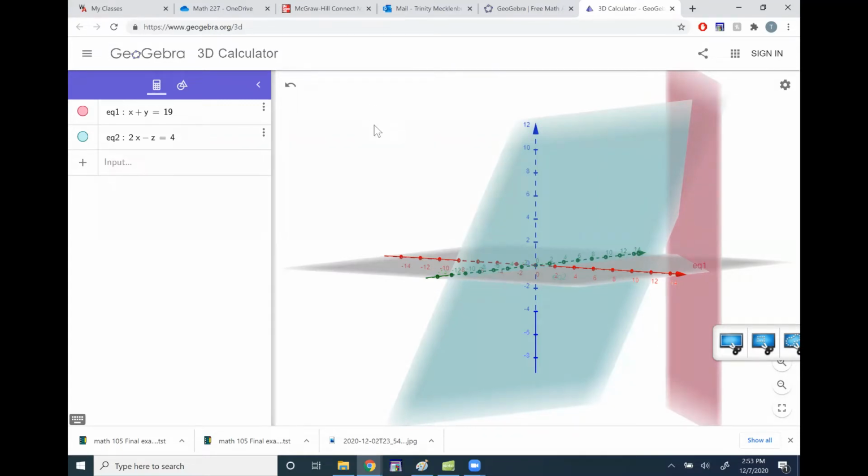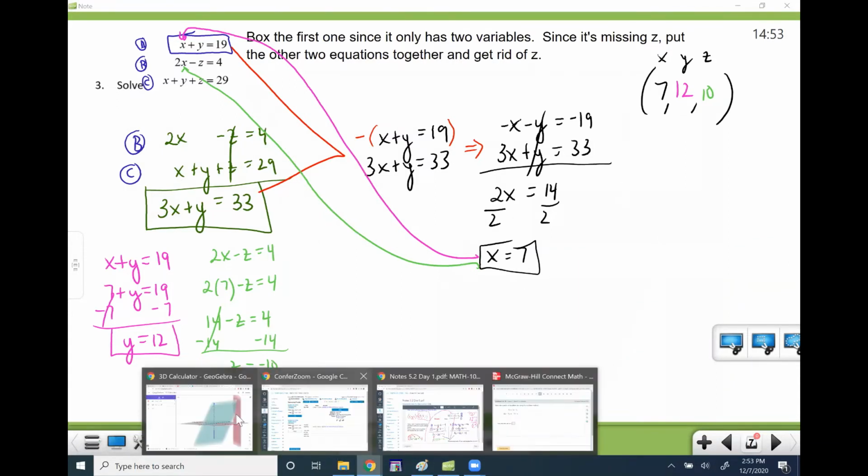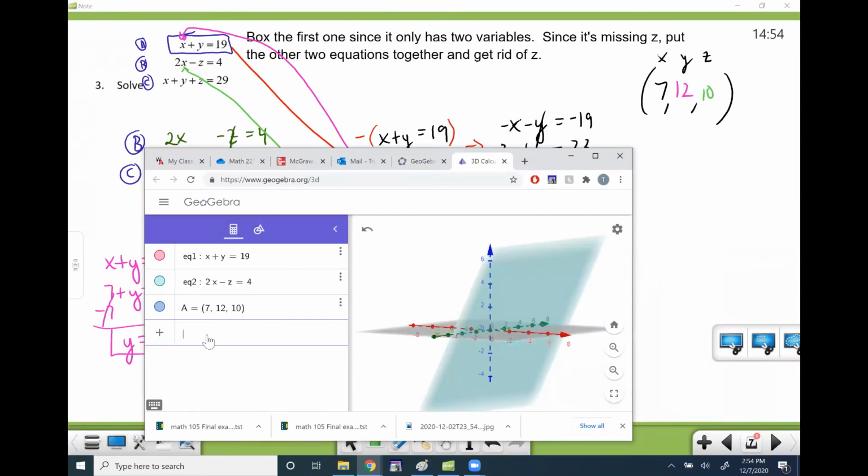So we want to see where the planes intersect, right? And there's 3 of them. Right now you can see these 2 intersect right here in a line. Let me put the point in that we got too, so we can see that they definitely crossed there. 7, 12, and 10. Okay, cool. The point is where these 2 planes cross. If I put that 3rd plane in, because I haven't put the 3rd one in yet, I bet it's going to go through that point right there.